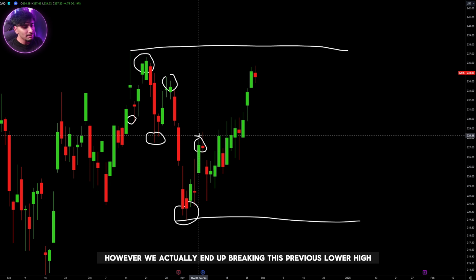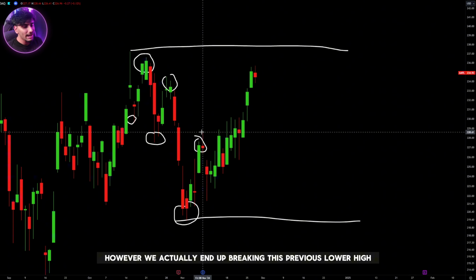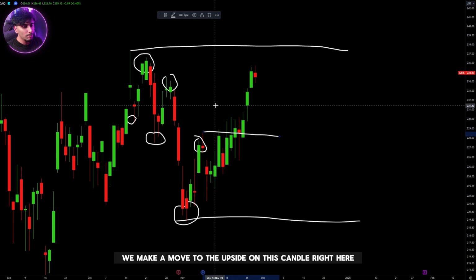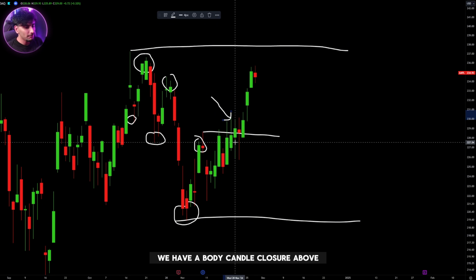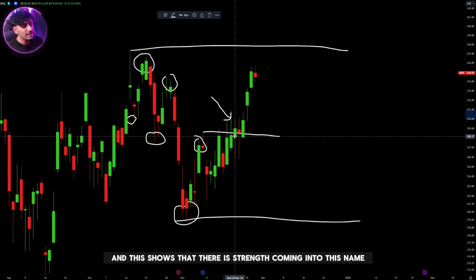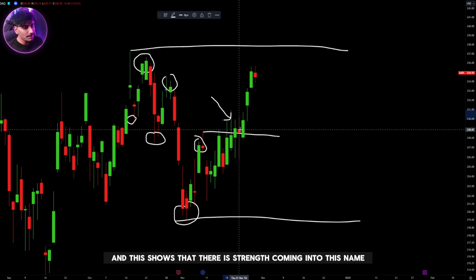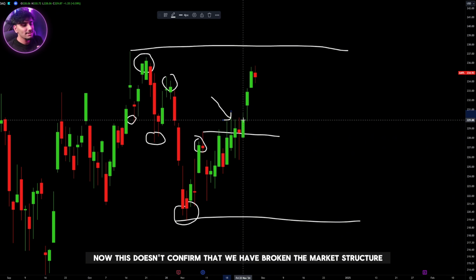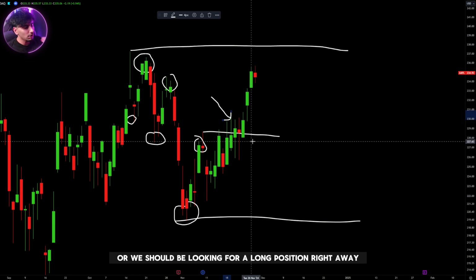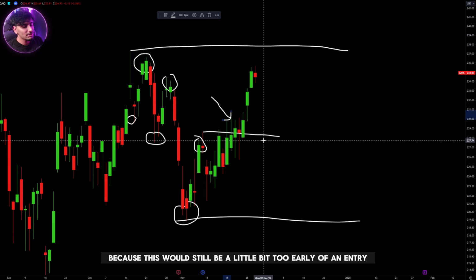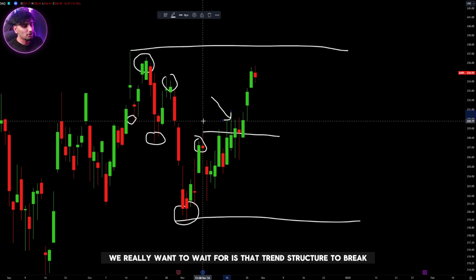However, we actually end up breaking this previous lower high, and as we can see right here, we make a move to the upside on this candle right here. We have a body candle closure above, and this shows that there is strength coming into this name. Now, this doesn't confirm that we have broken the market structure or we should be looking for a long position right away, because this would still be a little bit too early of an entry. What we really want to wait for is that trend structure to break.